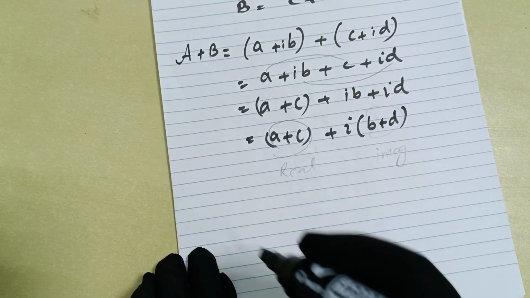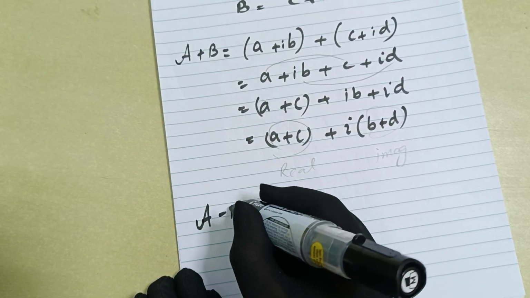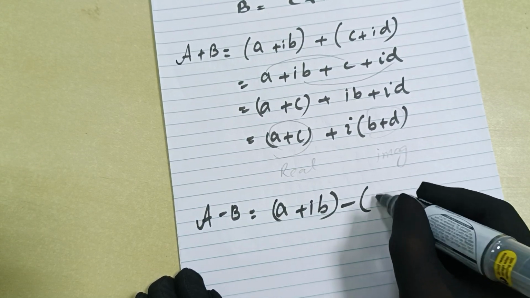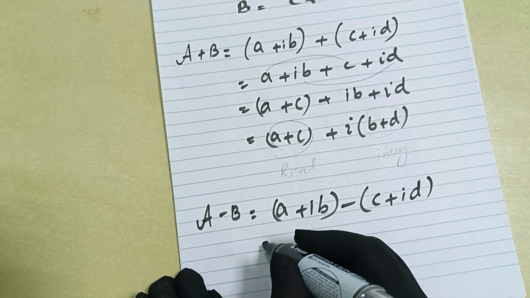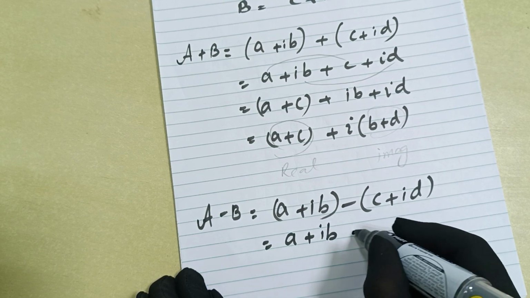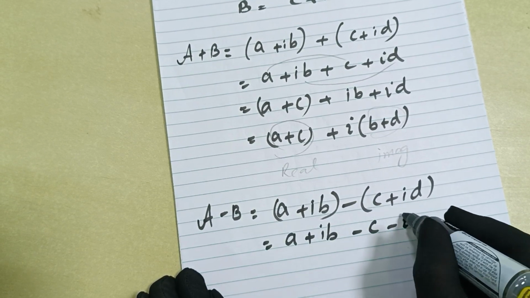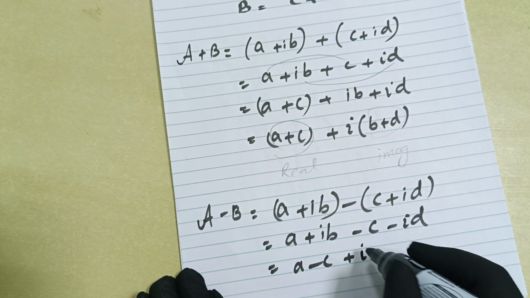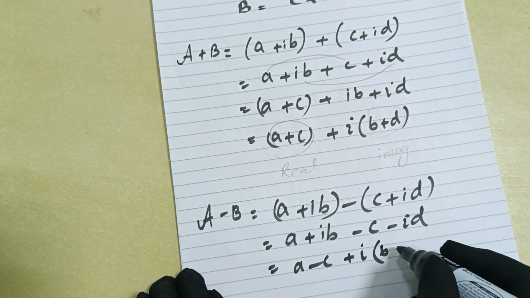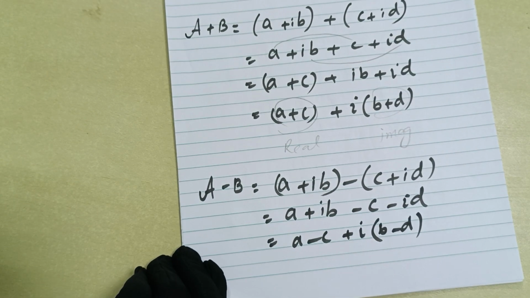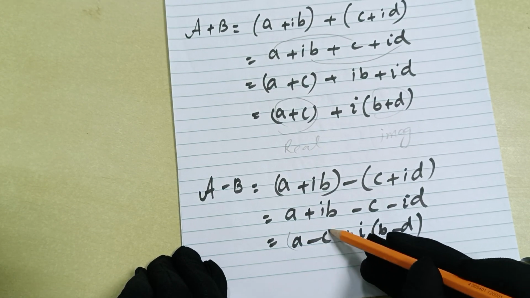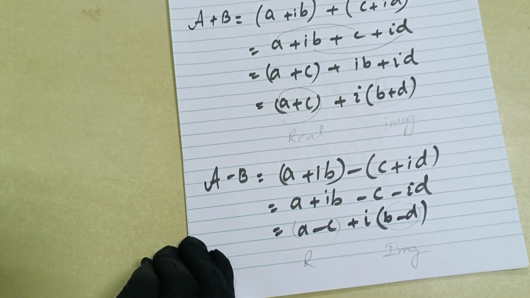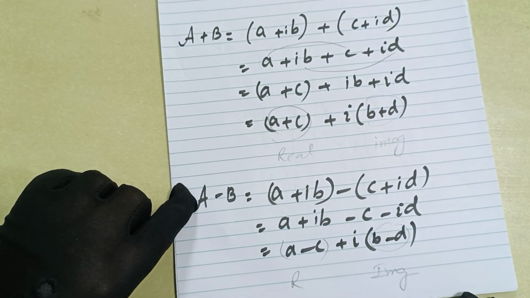In the same form we can do the subtraction also. If I am doing subtraction of the same question, then how will I continue? Same way, iota b minus c minus plus minus iota d. Now a minus c and plus iota, if I take common, b minus d will be there in the same way. Again, this is the real part and this is the imaginary part of this resulting complex number.